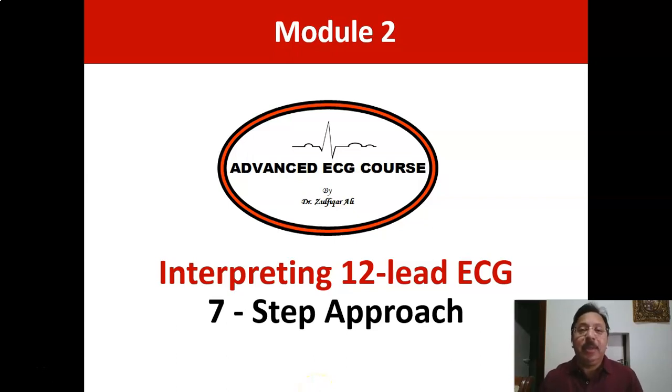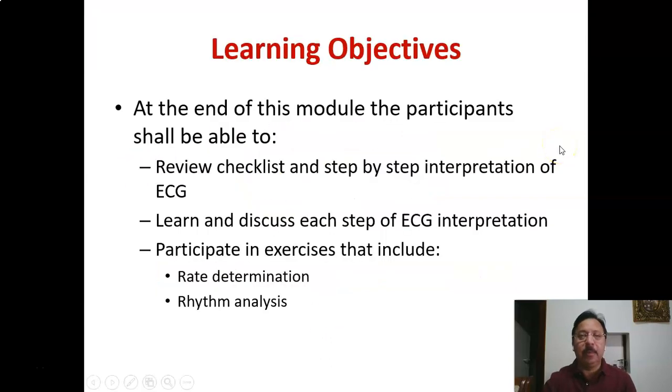Welcome to Module 2 of the Advanced ECG course, and this module is about interpreting the 12-lead ECG by using a 7-step approach. The learning objectives of this module include to review the checklist and step-by-step interpretation of ECG, to learn and discuss each step of ECG interpretation, and in between we'll have two exercises: rate determination and rhythm analysis.